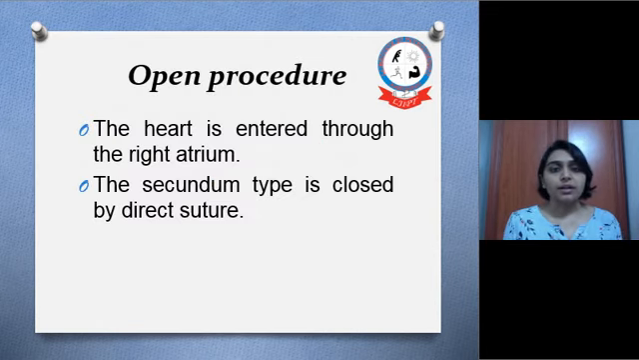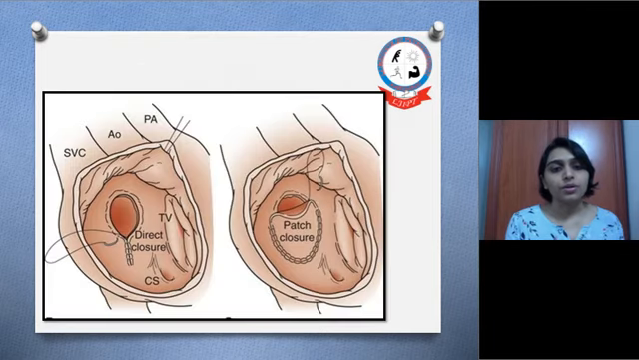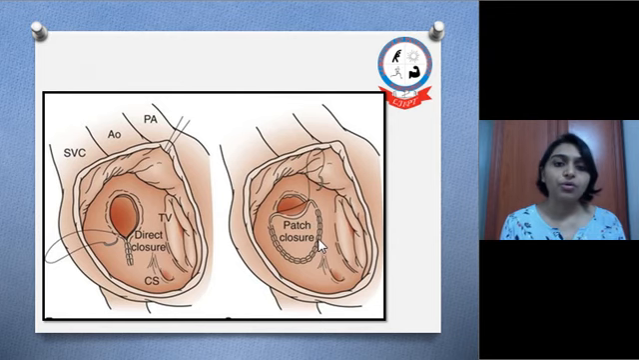on the right side. Next, the surgical treatment for ASD is always with open cardiac surgery. So the heart is entered through the right atrium and the secundum type is closed by direct suture. Here we can see on the left side they have taken a direct suture of the opening, and on the right side they have attached a patch for closure.